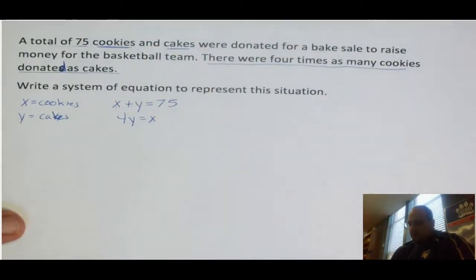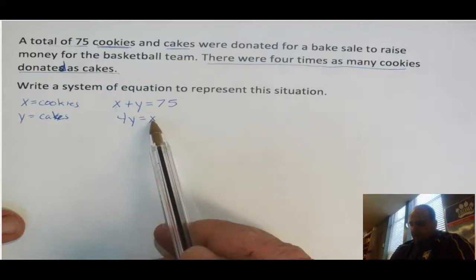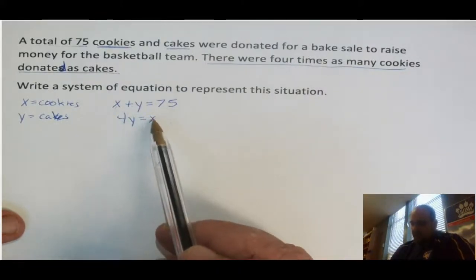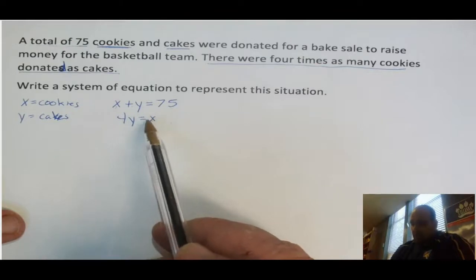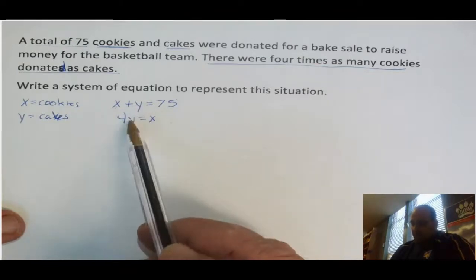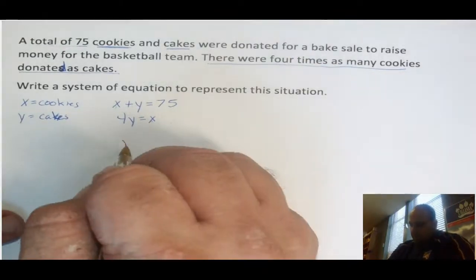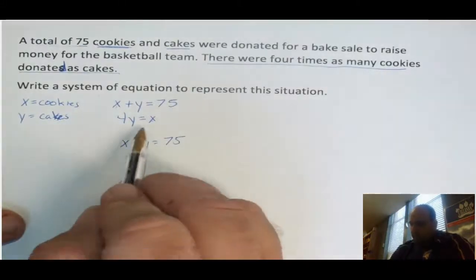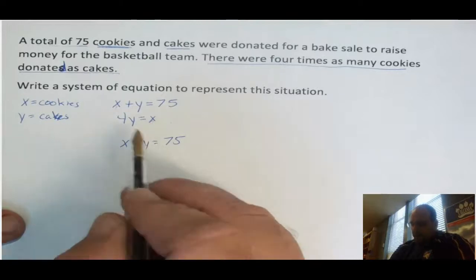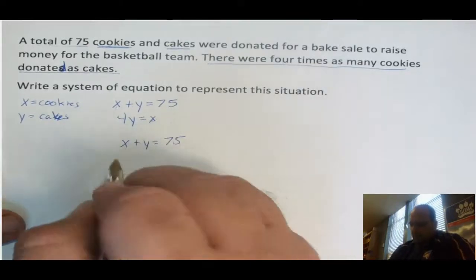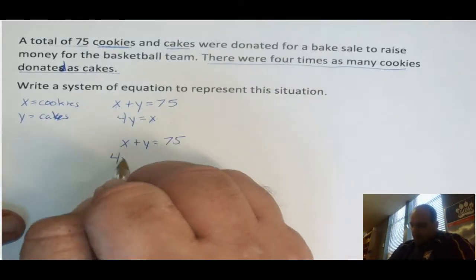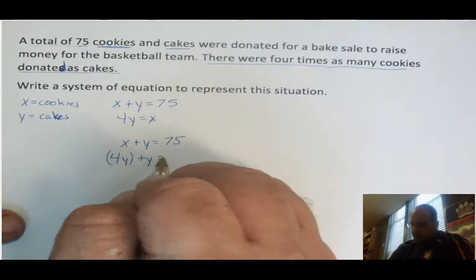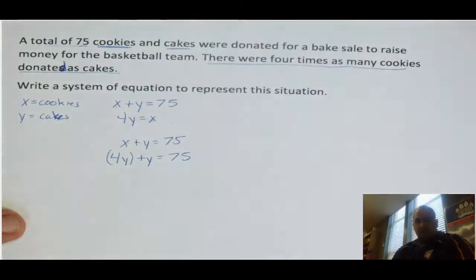So now I'm going to go ahead and substitute. I have this one that says X is equal to something. So I'm going to substitute in place of X for this equation a 4Y. I'm going to use X plus Y, and replace X with 4Y because it tells me X is equal to 4Y. So I'm going to go 4Y, again that was substituted, plus Y equals 75.